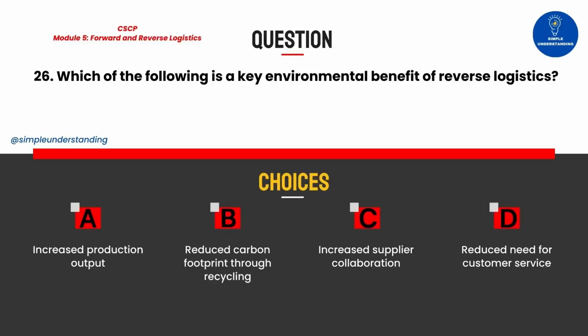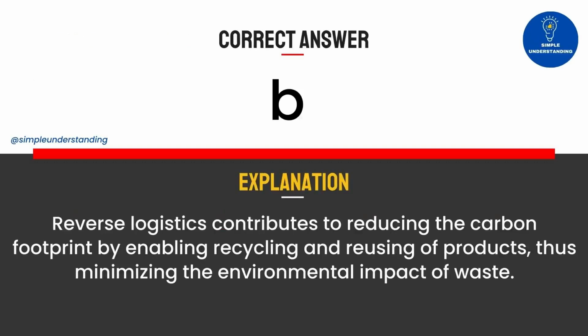26. Which of the following is a key environmental benefit of reverse logistics? A. Increase production output. B. Reduce carbon footprint through recycling. C. Increase supplier collaboration. D. Reduce need for customer service. Correct answer, B. Explanation. Reverse logistics contributes to reducing the carbon footprint by enabling recycling and reusing of products, thus minimizing the environmental impact of waste.